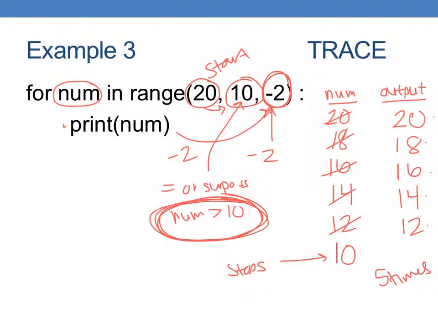So notice that Python is smart enough to realize that if you have a decreasing condition, that it's going to be going down, and as a result we need to flip that inequality sign, and once we get to 10 or surpass it, we are done.